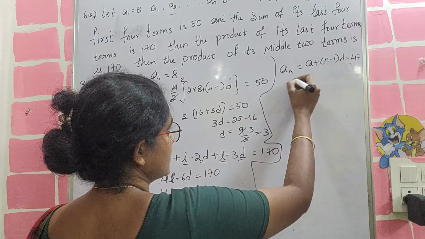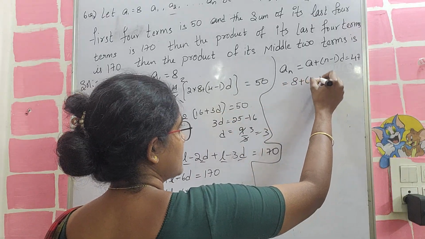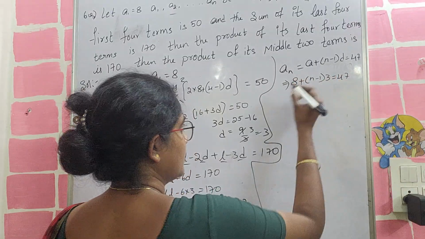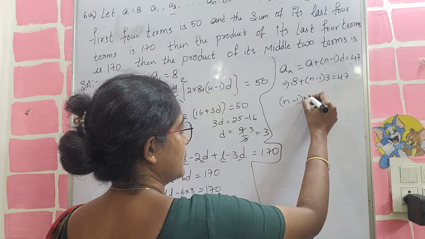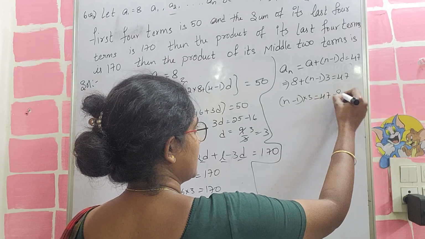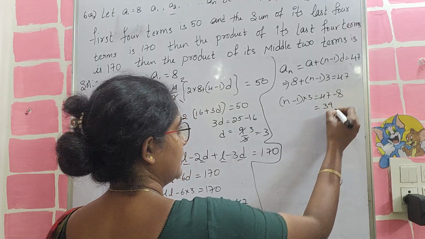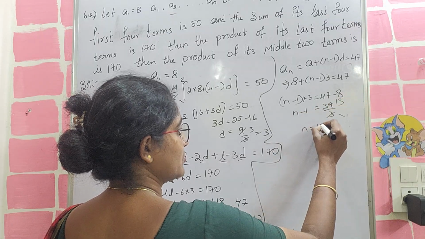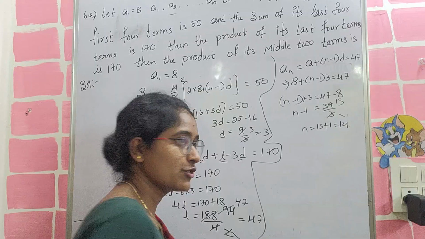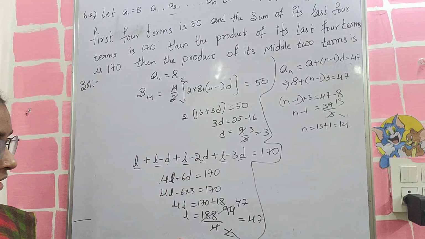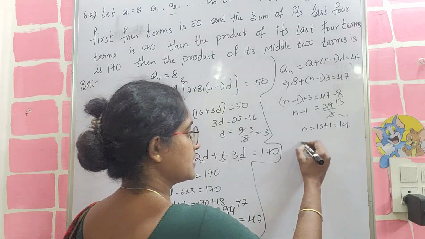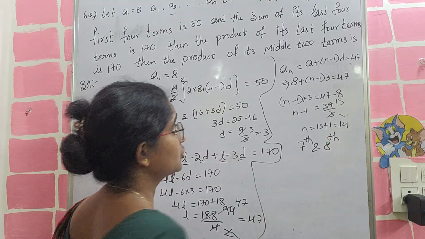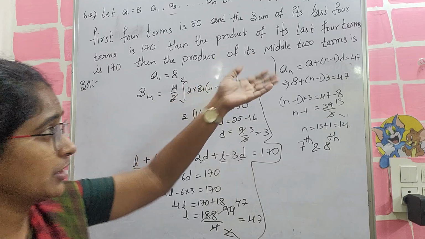a is 8 plus n minus 1 into d, whose value is 3, is equal to 47. So n minus 1 into 3 is equal to 47 minus 8, which is 39, divided by 3 gives 13, so n is equal to 13 plus 1 is equal to 14. So there are 14 terms. Then the middle 2 terms will be the 7th and 8th terms, and they were asking for the product of the middle 2 terms.